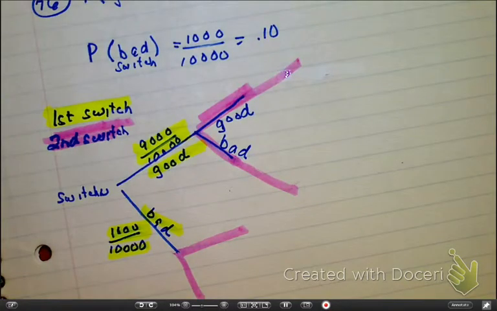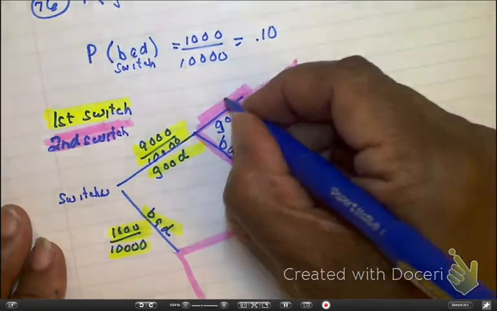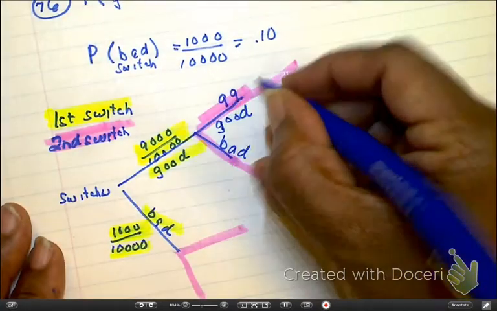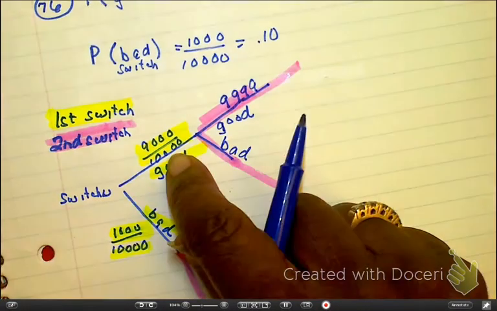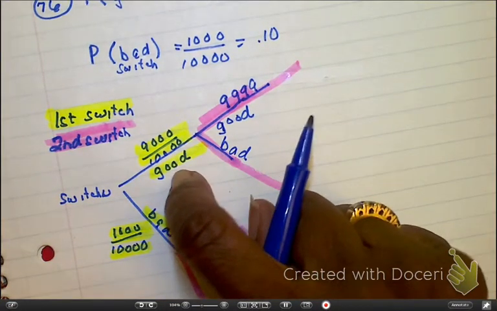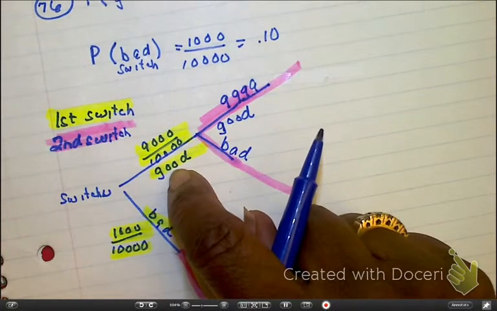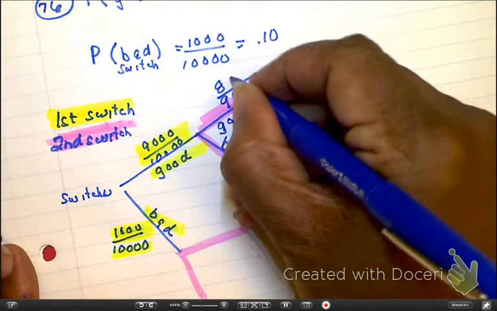Now I have one less switch. So I no longer have 10,000 switches. I have 9,999 switches. One less switch. And since the first one was good, that means I have one less good switch. So now I've got 8,999.